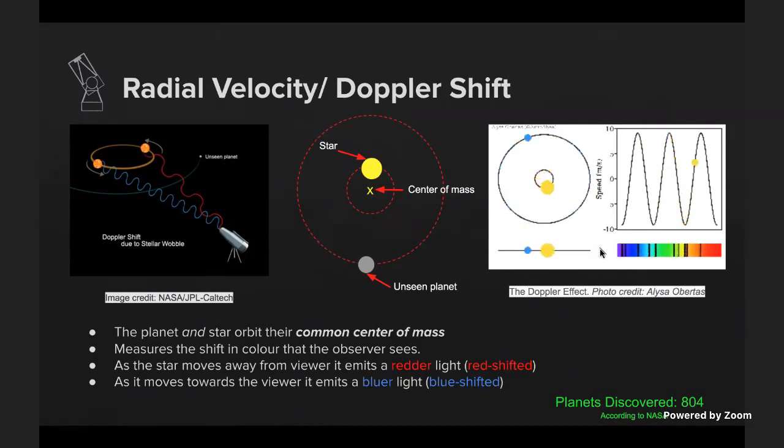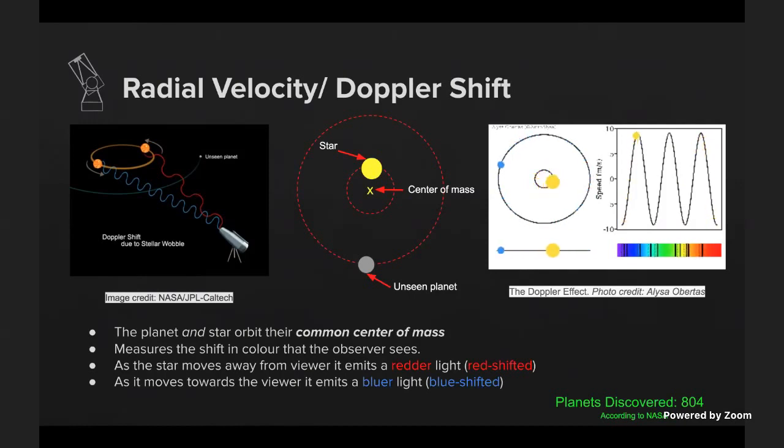The radial velocity method relies on the orbiting of a star around its center of mass. It measures the shift in the light it emits based on the direction that it is moving. As you can see here, as the star moves away from us, it emits a redder light, or it is red shifted, and as it moves towards us, it emits a bluer light, blue shifted.